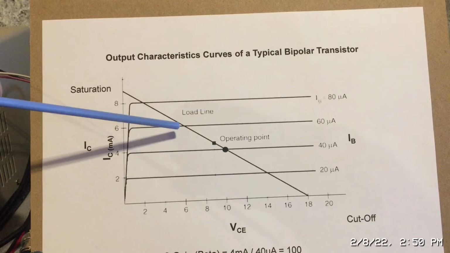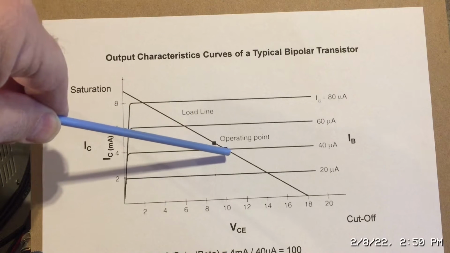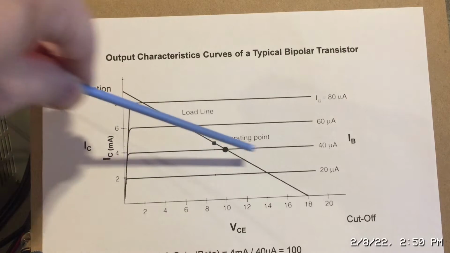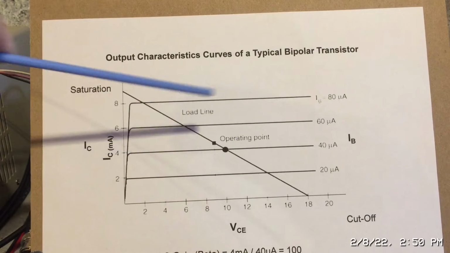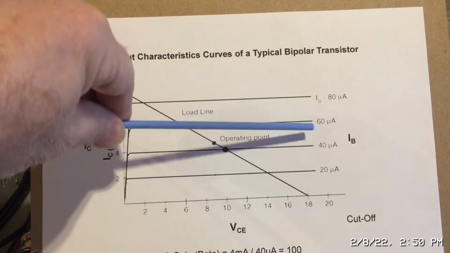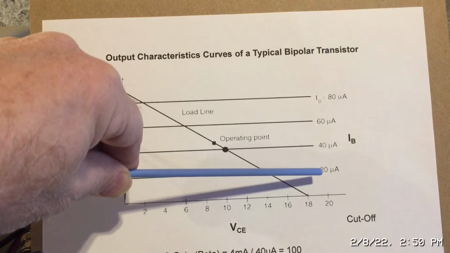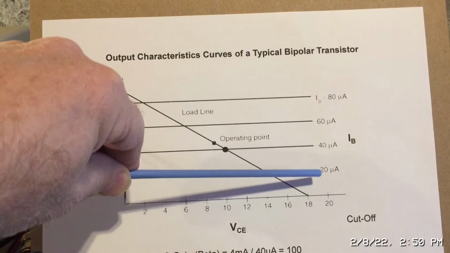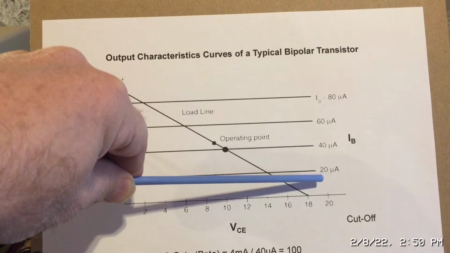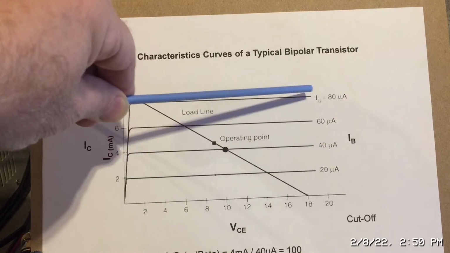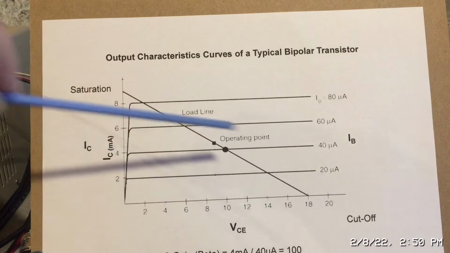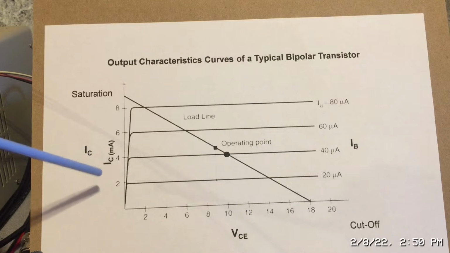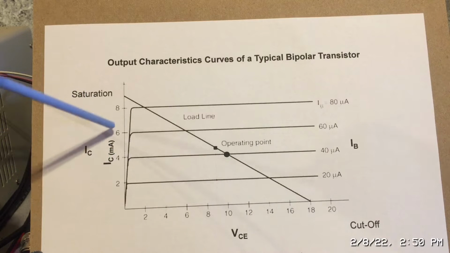Now, I picked this point so we could easily calculate the gain of this transistor. Each of these steps is 20 microamps, which is what you saw on the scope, and which I'll explain further. The first step is 20 microamps, then 40, 60, 80, and on this side you see the corresponding collector current: 2 milliamps, 4 milliamps, 6 milliamps, etc.